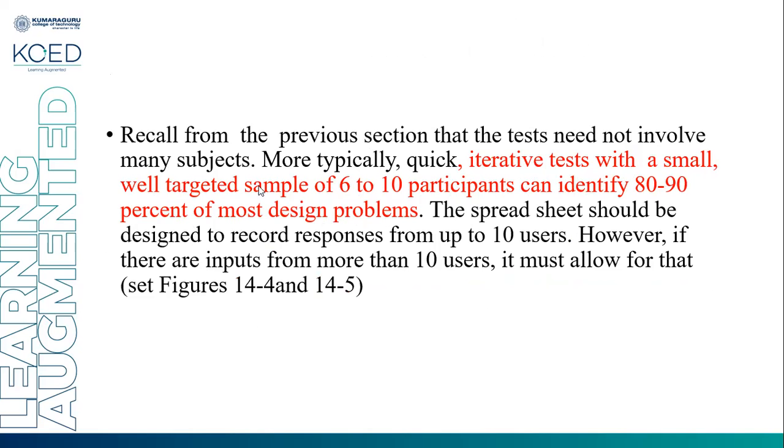The spreadsheet should be designed to record the responses of up to 10 users. However, if there is input from more than 10 users, it must allow for that, so you have to give a provision for that.